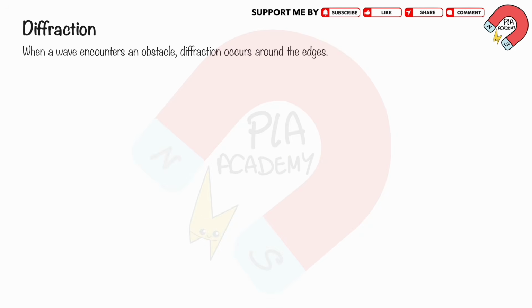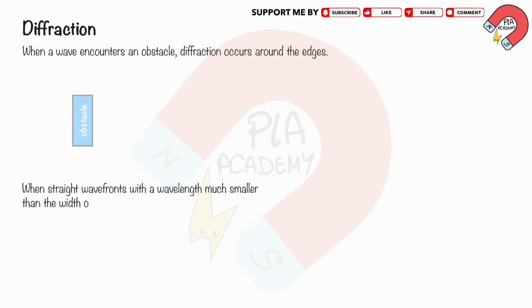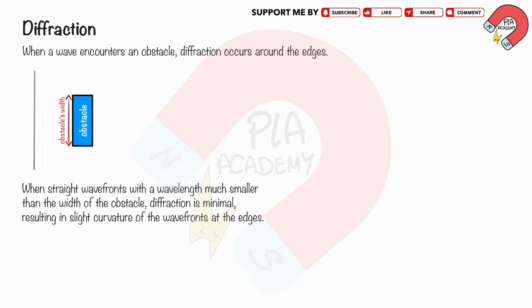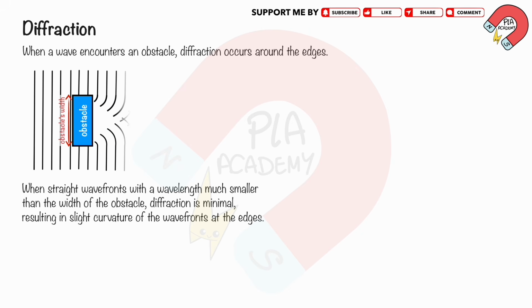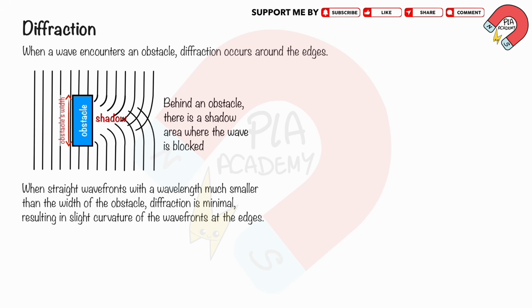When a wave encounters an obstacle, diffraction occurs around the edges. When straight wavefronts have a wavelength much smaller than the width of the obstacle, diffraction is minimal, resulting in slight curvature of the wavefronts at the edges, as shown. This creates a shadow region behind the obstacle where the wave is blocked.